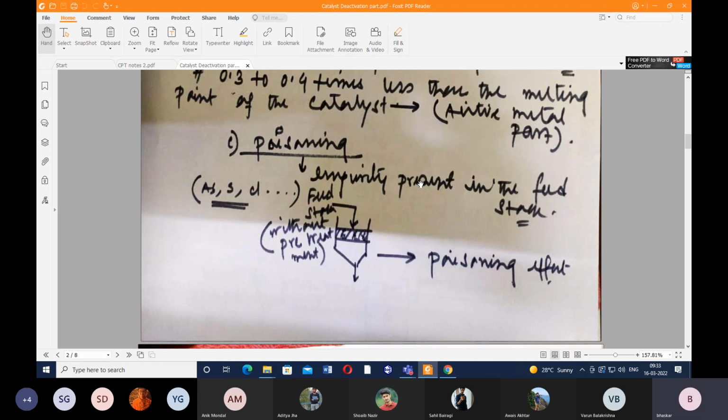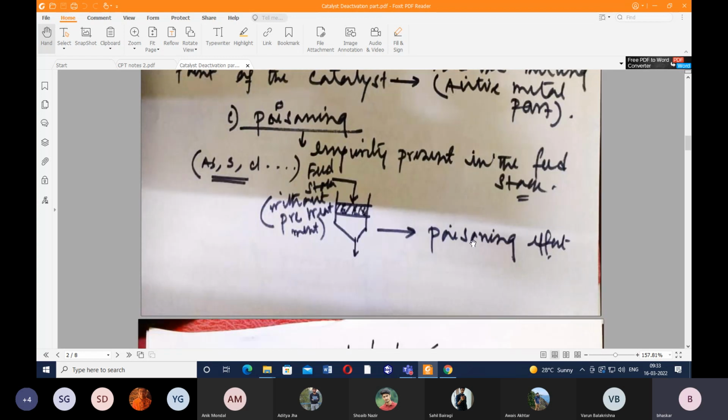Okay, so here our feedstock, without any pre-treatment, we're allowing the feedstock to come in contact with the bed made up of the catalyst pellets. Remember, here catalyst pellets having diameter roughly 3 nanometers. Not nanometers, sorry, this is 3 millimeters. Okay, so 3 millimeter diameter catalyst pellets are there. And this is called the poisoning effect.